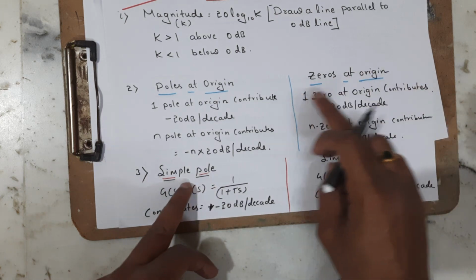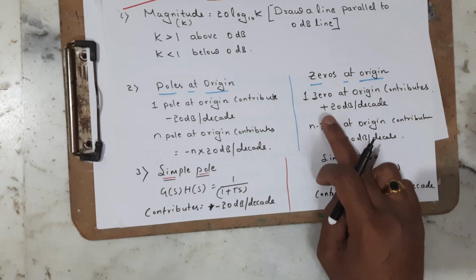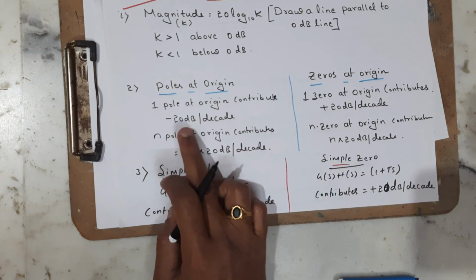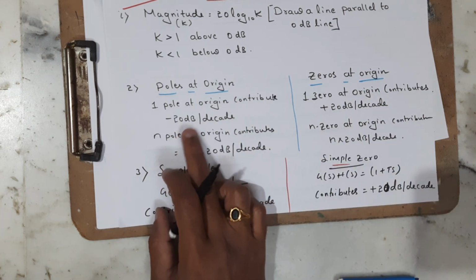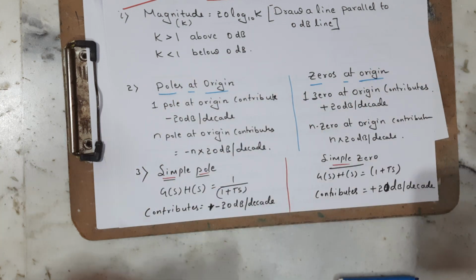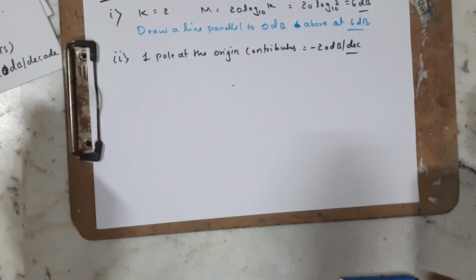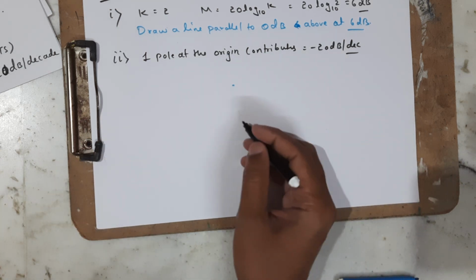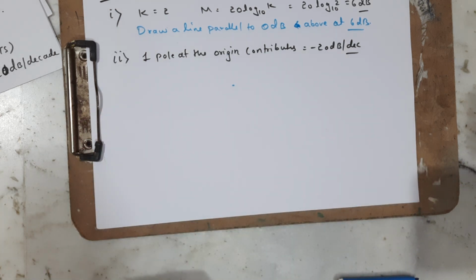If we have one zero at the origin, it contributes how much? Plus 20 dB per decade. But here it is going to contribute how much? Minus 20 dB per decade, because we have a pole, not a zero. Okay. So now what to do? We have minus 20 dB per decade, that is the contribution of one pole at the origin.